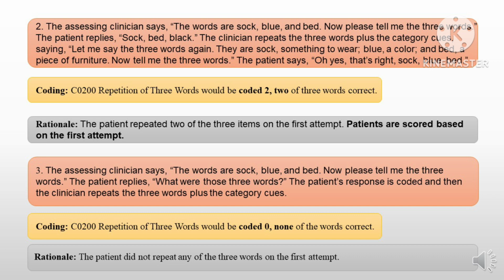The assessing clinician says, "The words are sock, blue, and bed. Now please tell me the 3 words." The patient replies, "What were those 3 words?" The patient's response is coded and then the clinician repeats the 3 words plus the category cues. Coding: C0200 Repetition of 3 words would be coded 0, none of the words correct. Rationale: the patient did not repeat any of the 3 words on the first attempt.